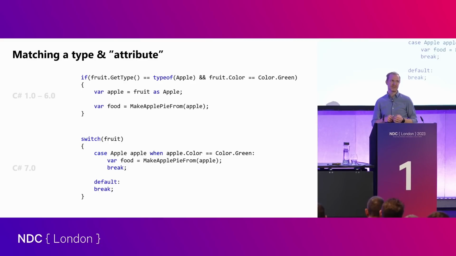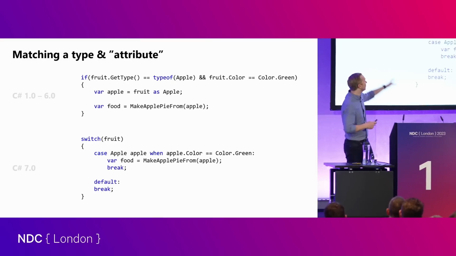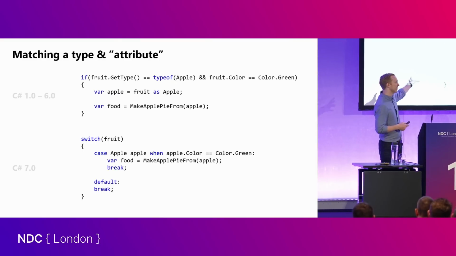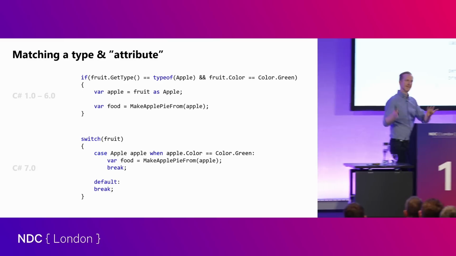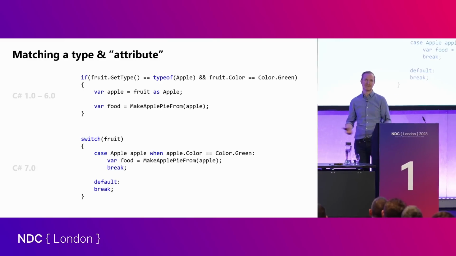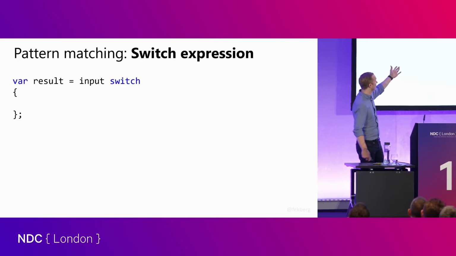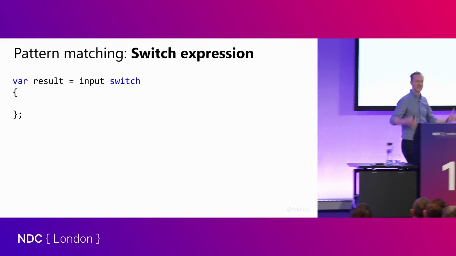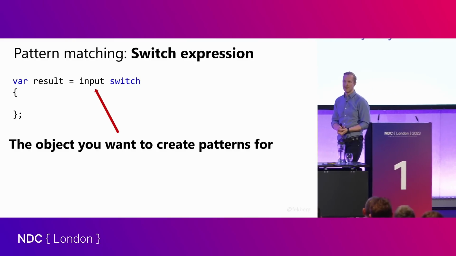But with C# 8 and with C# 9, there were a couple of improvements that made this a lot more useful. Instead of having to say, well, I want to create a switch for this thing, and then I have a lot of cases, why not translate or invert that expression and use it more like how I would express myself when talking to a customer? For example, I want a result based on this input. And inside this switch expression, which is what this thing is called, this is the object we want to create patterns for.